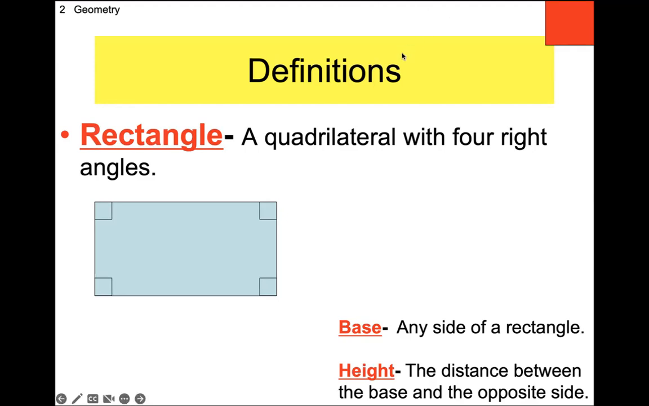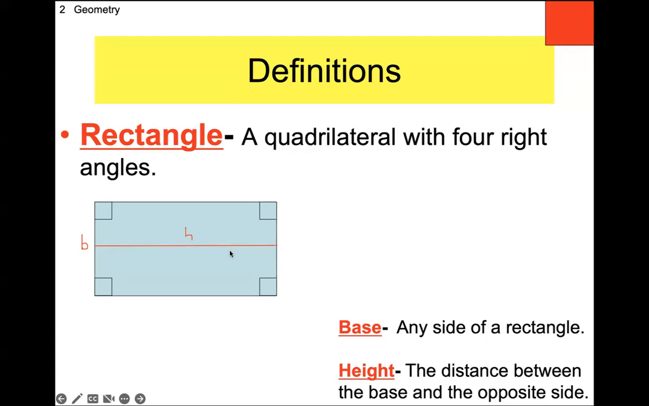So I don't know, pick a side. Let's see, I'm going to pick the left side. So if I say that the left side, B for base, little b for base, if the left side is my base, then the perpendicular distance between that base and the opposite side, that red line right there that I just drew, that would be called the height. Okay, H for height.